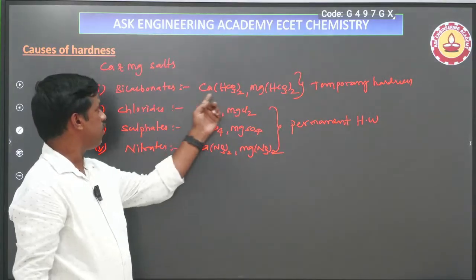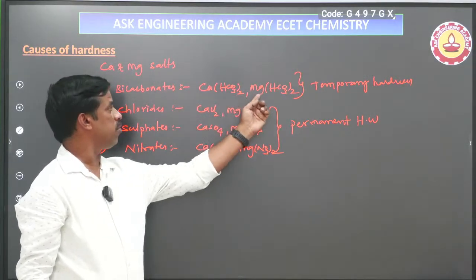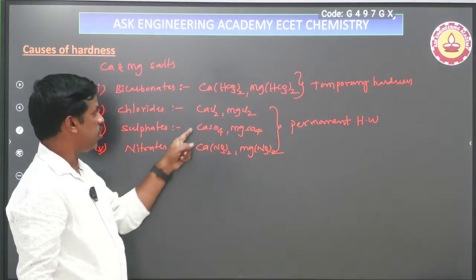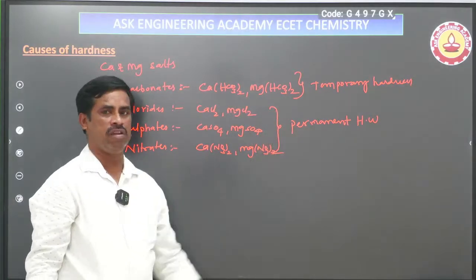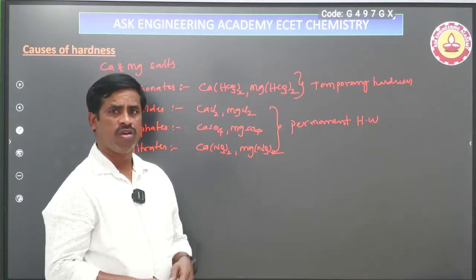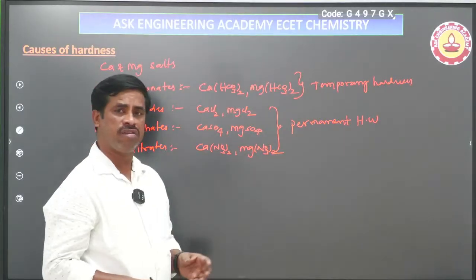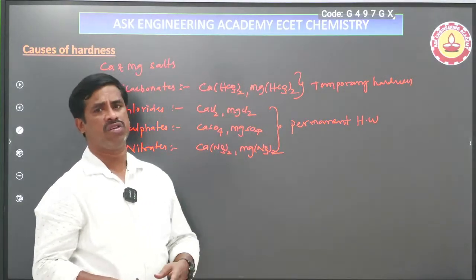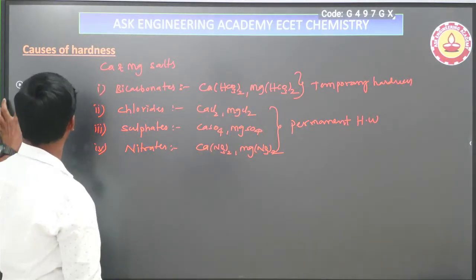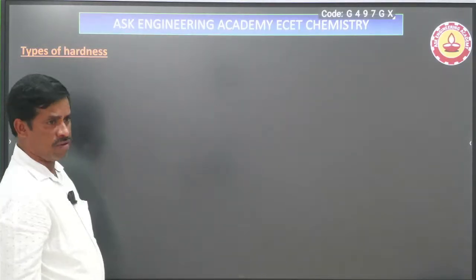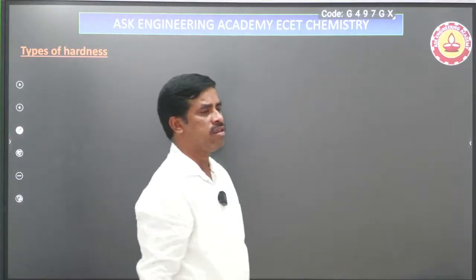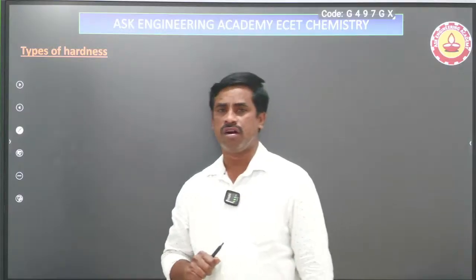Only bicarbonates of calcium and magnesium produce temporary hardness, and chlorides, sulfates, nitrates of calcium and magnesium produce permanent hardness. In the examination, questions like which of the following salts produces temporary hardness, which produces permanent hardness, with chemical compounds given, appear in the EAMCET examination. Okay, you can observe carefully. Next, I am going to the next topic, types of hardness. We have a total of two types of hardness, that is temporary hardness of water and permanent hardness of water.